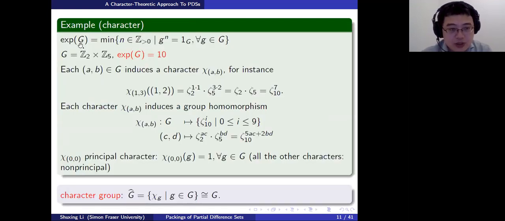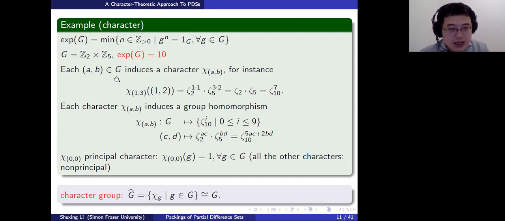Given a group G, recall its exponent is the smallest possible integer n such that for every element g in the group, g to the nth power equals the identity. That's the standard definition of exponent. And we shall see exponent is the crucial factor when we do the character analysis. So let's take G to be a concrete group, Z_2 cross Z_5. And we immediately know its exponent is 10.